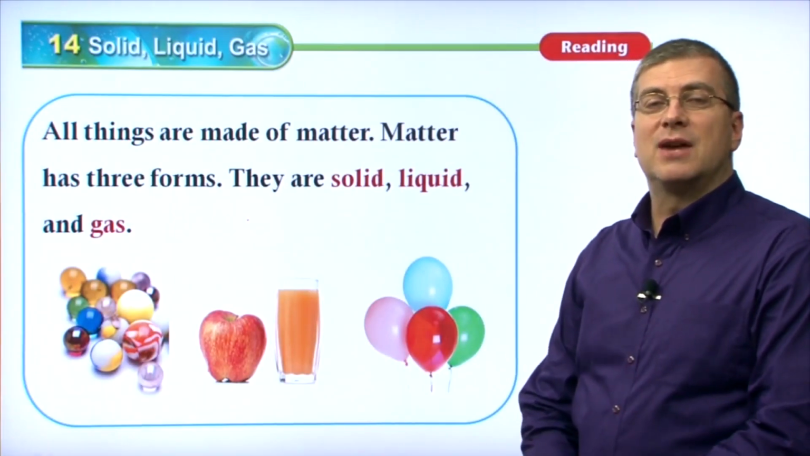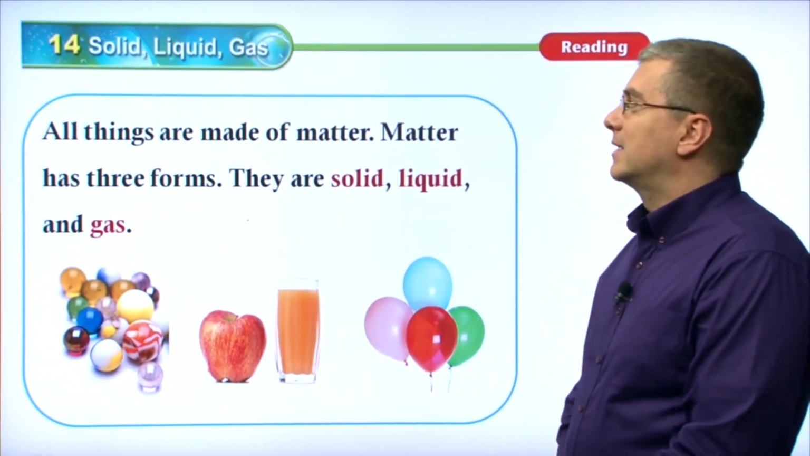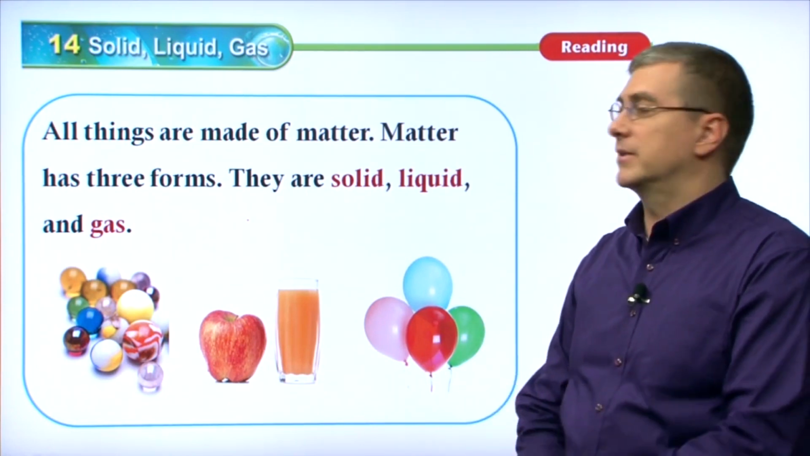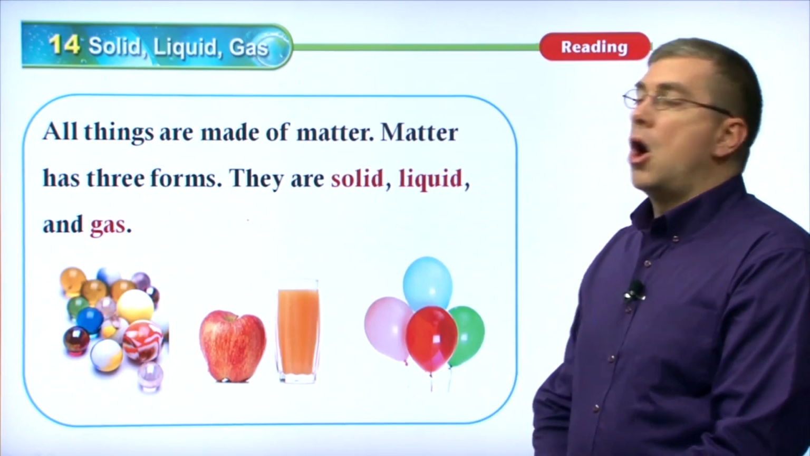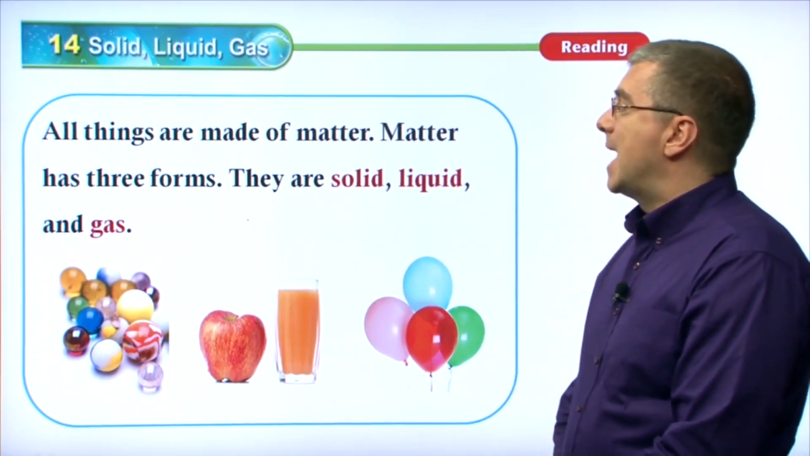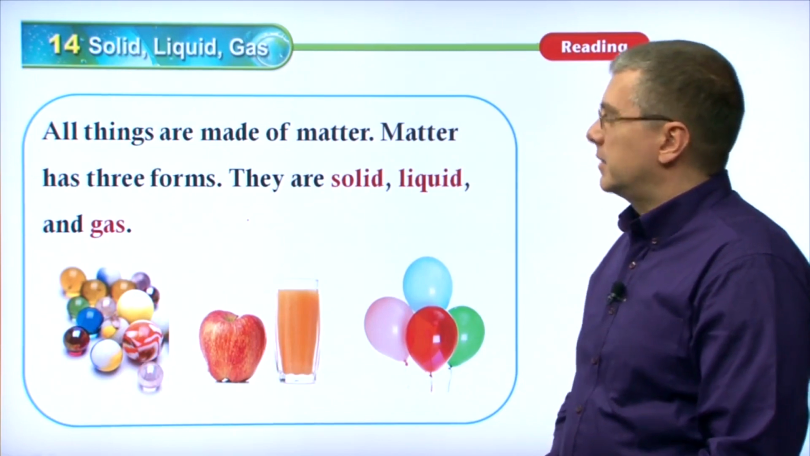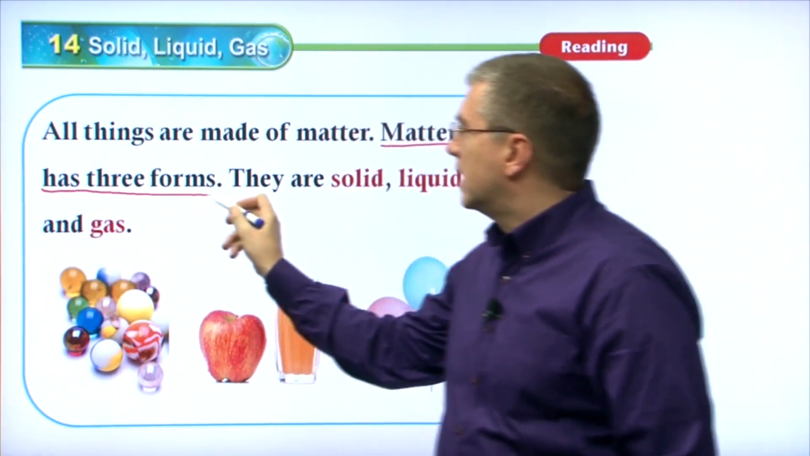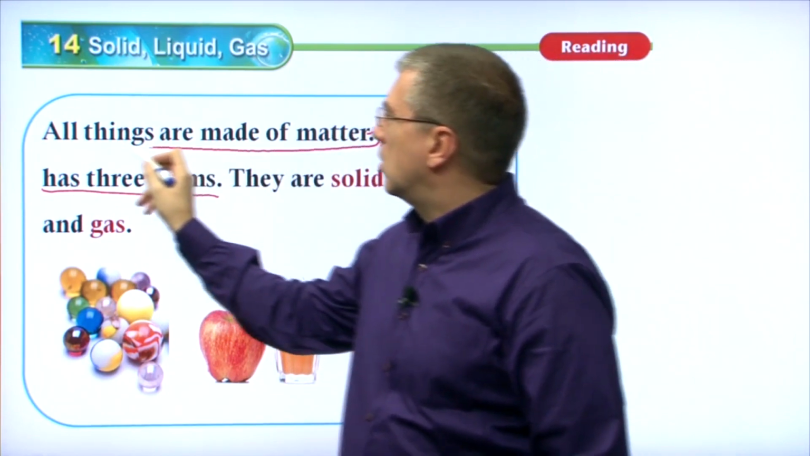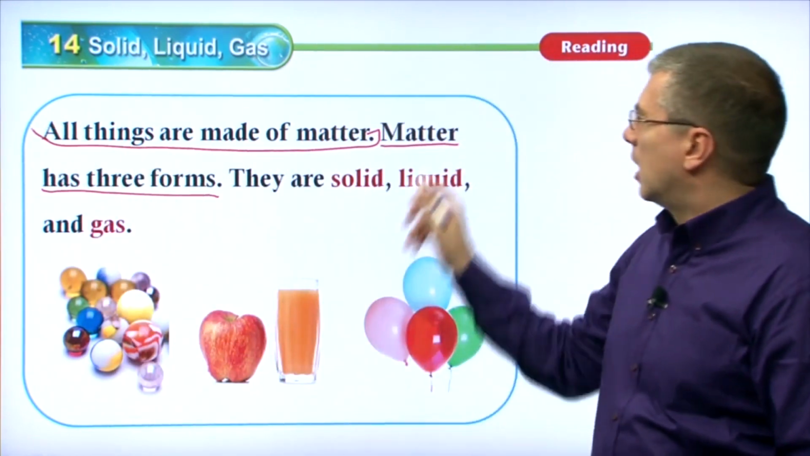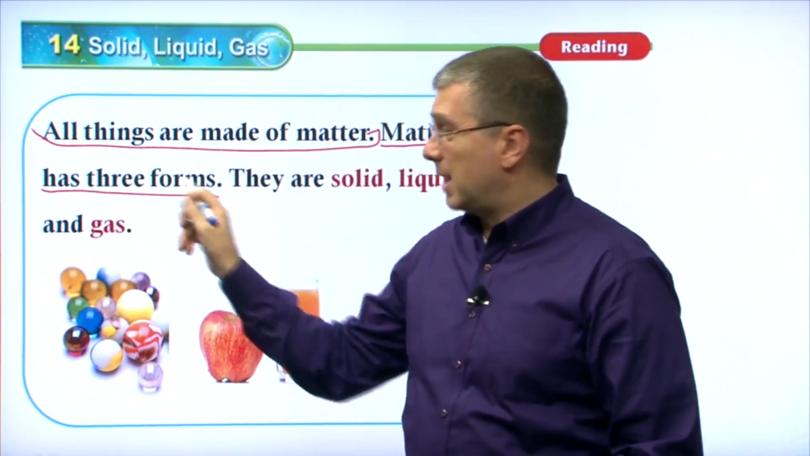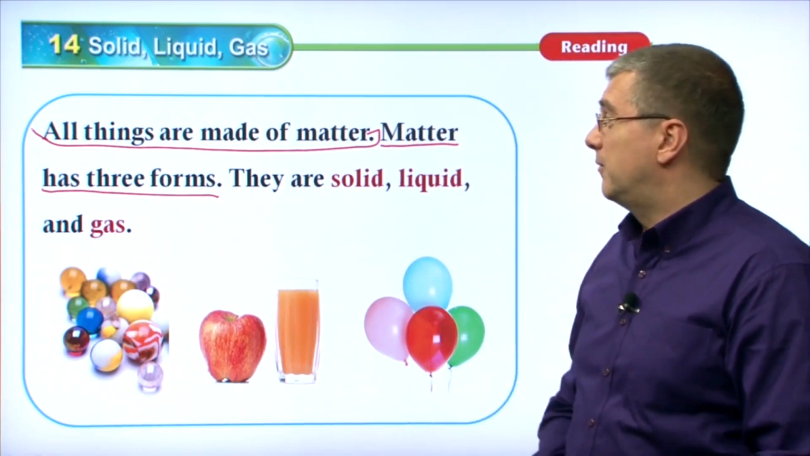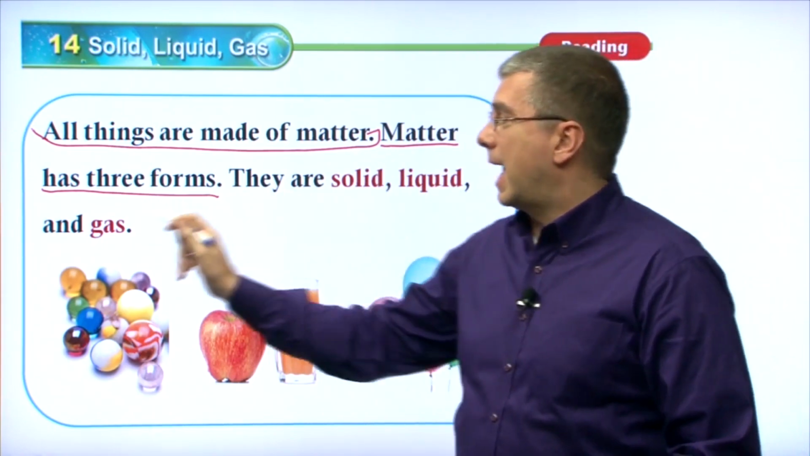Okay, welcome back. Let's cover the reading section for Lesson 14. We're talking about 3 forms of matter: solid, liquid, and gas. Our topic sentence: all things are made of matter. Matter has 3 forms. So really our topic sentence is actually over here. Matter has 3 forms. This is just a statement that we already know. All things are made of matter. Our topic sentence really is matter has 3 forms. That's what we're talking about here, the 3 forms. What are the 3 forms? They are solid, liquid, and gas.